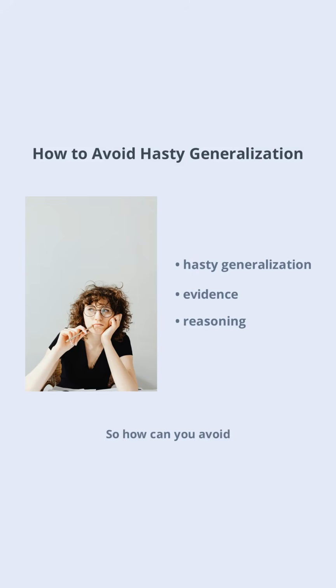So, how can you avoid the hasty generalization fallacy? The most important thing is to make sure your conclusions are based on enough evidence. Good reasoning takes time and requires a larger sample before making a general statement. Whenever you hear a broad claim, ask yourself, is this conclusion based on enough examples? If the answer is no, it's probably a hasty generalization.